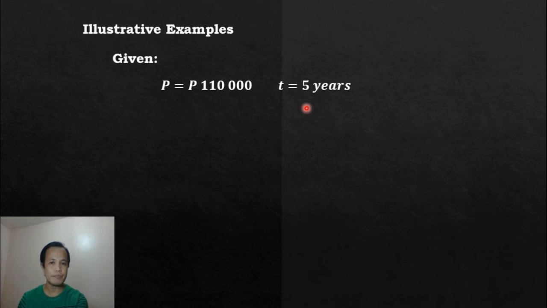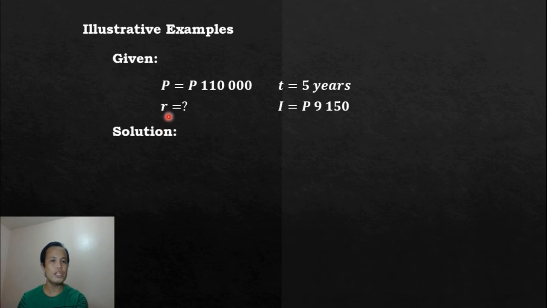Let's proceed to the next example. For example, we are given the principal of 110,000 pesos. Our time is 5 years. And this time, we are given the interest of 9,150 pesos. And we need to solve for the rate.